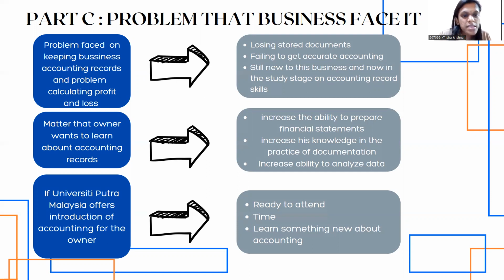The second one is the methods that the owner wants to learn about accounting records. First of all, she wants to increase the ability to prepare financial statements. The three main statements are the income statement, cash flow, and profit and loss. The second one is to increase her knowledge in practice and documentation. She takes care of her own business accounting without appointing an accountant, so she just needs the knowledge to regulate the accounting details. The third one is to increase the ability to analyze data, in terms of analyzing the profit and loss of this business data. So I pass it to the next presenter.